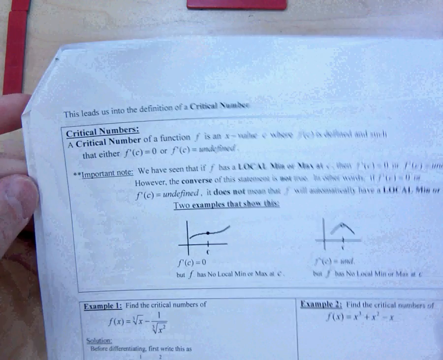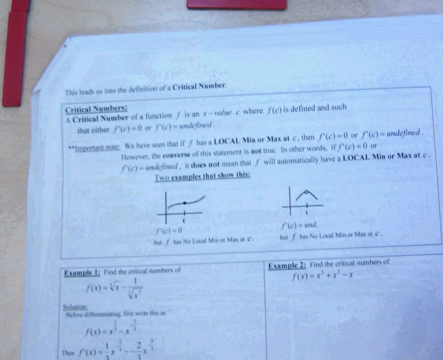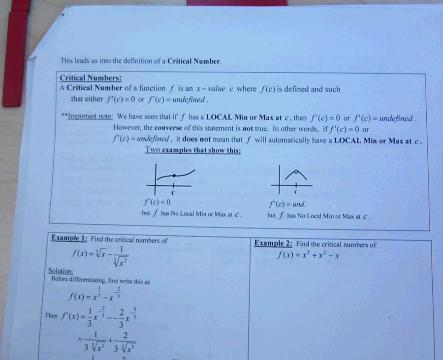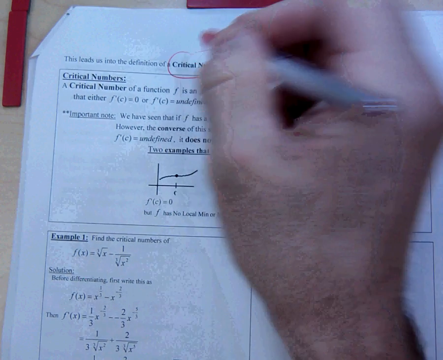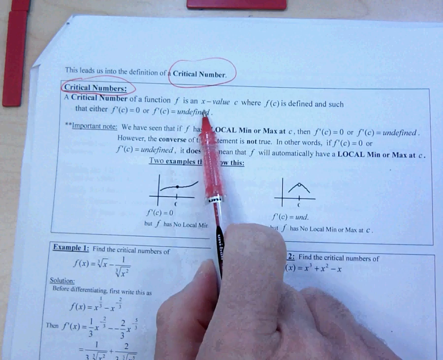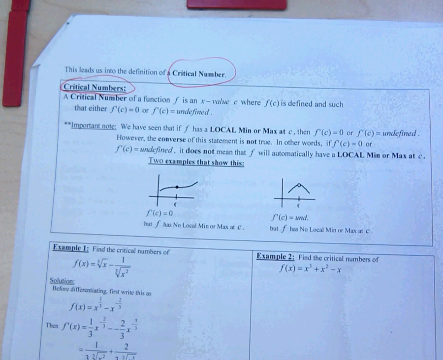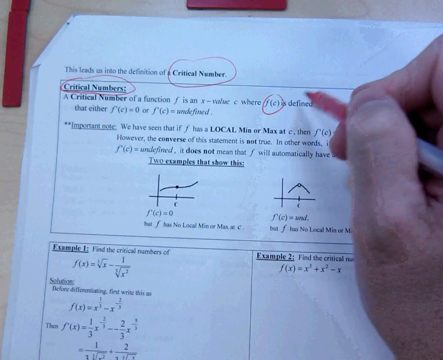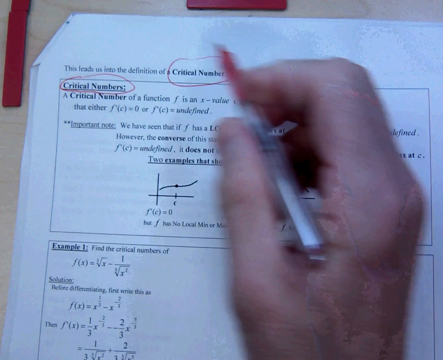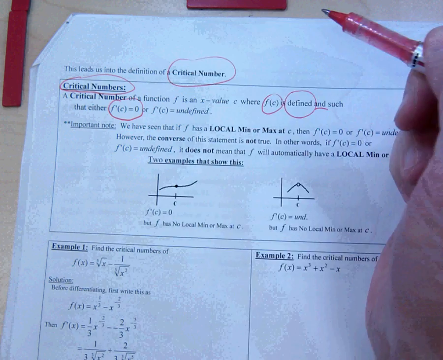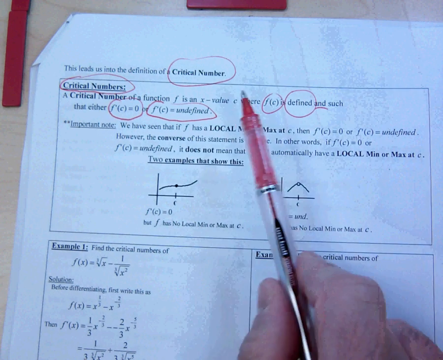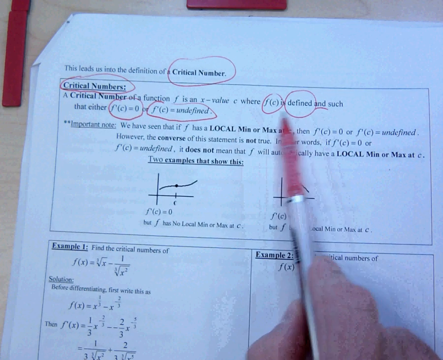Okay, so that leads us to a new vocabulary word, which is a critical number. So what's a critical number? A critical number of a function f is an x value, c, where f of c is defined, first of all, and on top of that, the derivative is either 0 or undefined. So again, in order for an x value to be a critical number, first of all, f of c has to be defined.